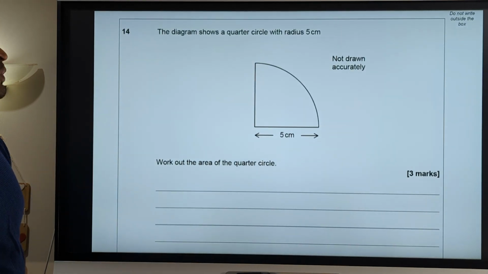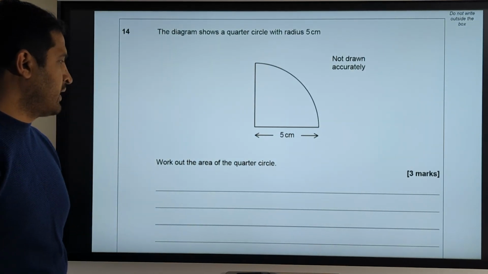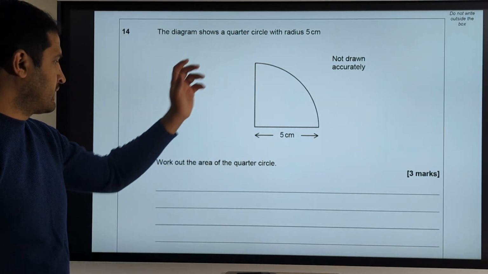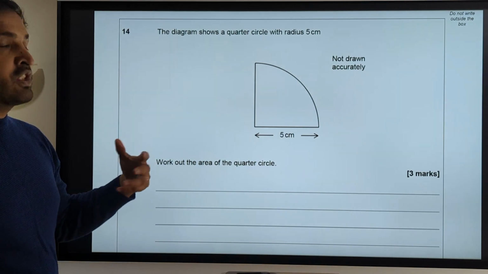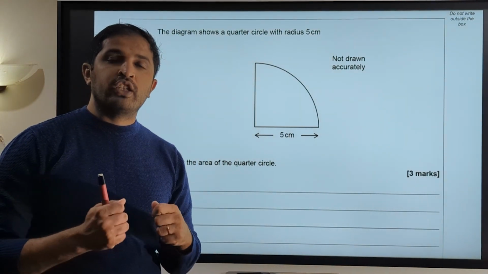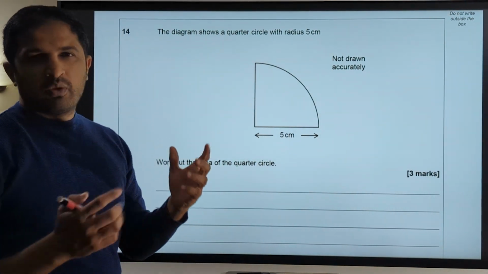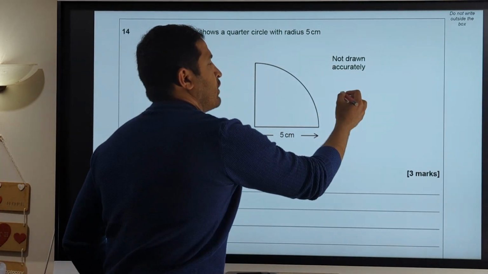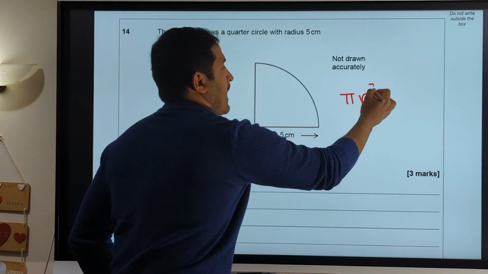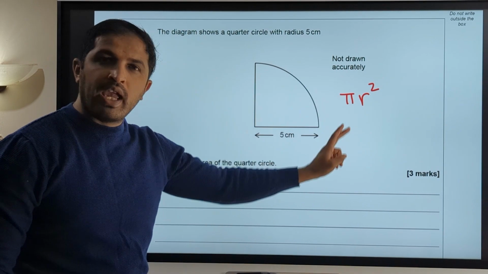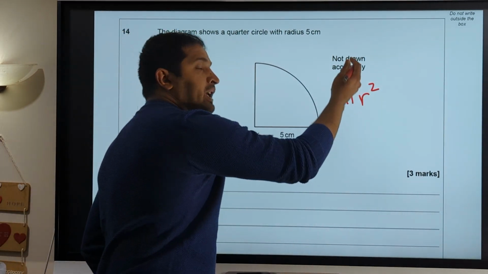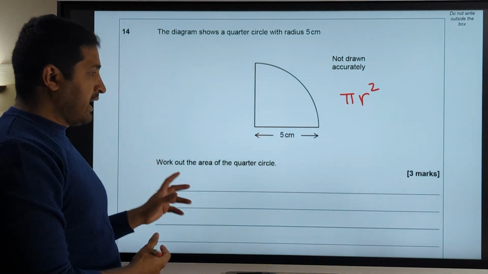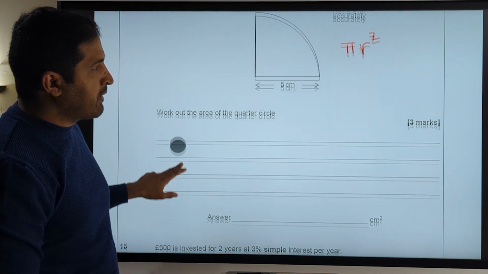The diagram shows a quarter circle with a radius of 5 centimeters. So it's 1/4 of the entire circle. Work out the area of the quarter circle. So the area of the circle is given to you in the formula sheet, the formula booklet. Area of the circle is given to you as pi times radius squared, and that gives you the area of the full circle. The radius here is 5 centimeters. So again, you're using a calculator, and if you need to write your answer in terms of pi, that's fine.